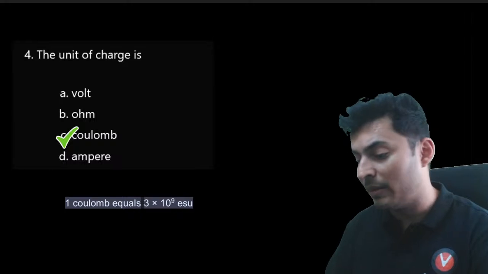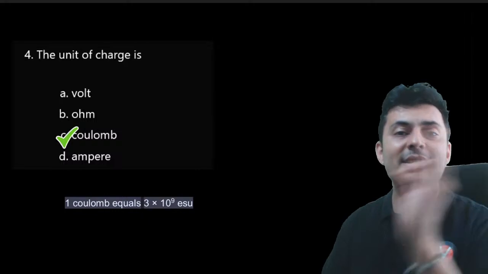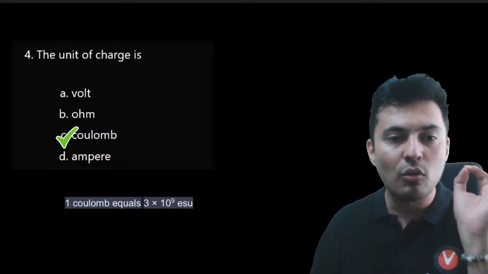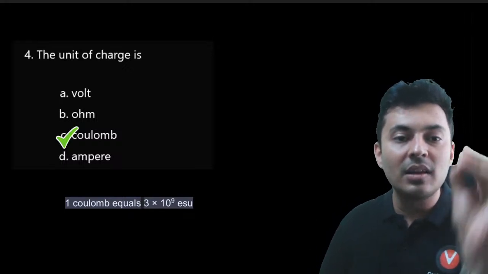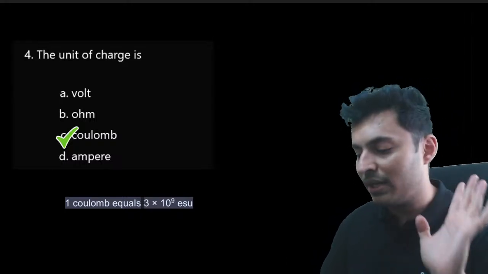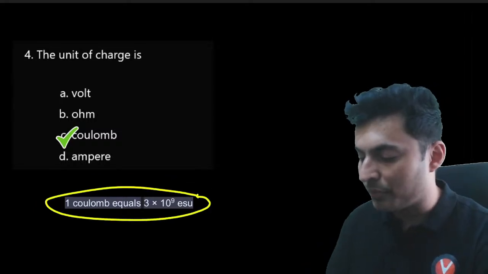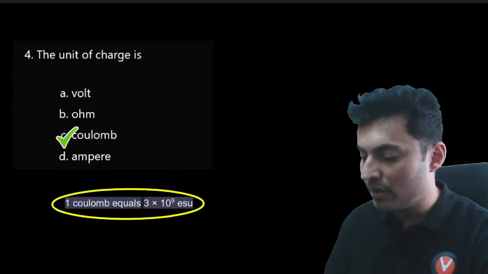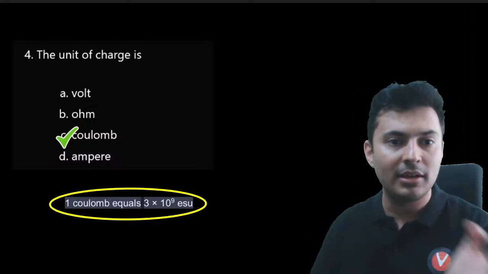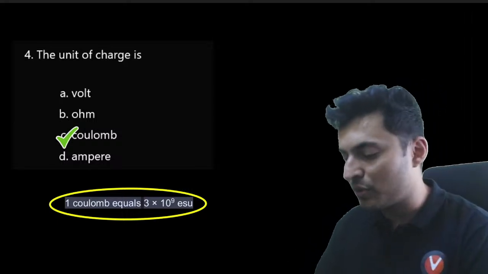Very good. Everybody posted coulomb, but sometimes the reason why I gave you is they might ask you the CGS unit and what is the conversion factor, and many people do not remember that. That's the reason why I put this. So 1 coulomb equals roughly 3 into 10 to the power 9 ESU. Remember this. Okay. So this is the reason why I have given you this particular question. The CGS unit of charge is ESU, and just like Newton, dyne, joule, erg, conversions are there, centimeter, meter. This is coulomb and the CGS unit, which is ESU.